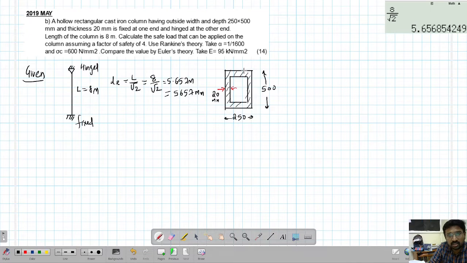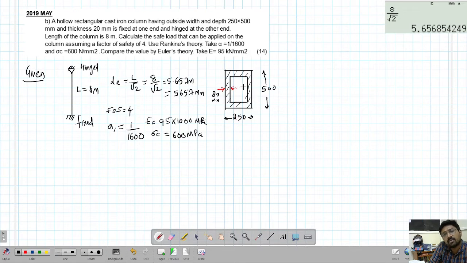Now what else is given? I will complete all the given data. Calculate the safe load applied, assuming factor of safety 4. Factor of safety to be assumed is 4. And Rankine's constant A or alpha is given as 1 upon 1600. Then E is given as 95 into 1000 MPa. So these are the values given. And sigma C is also given. It is nothing but 600 MPa. So it's high strength.